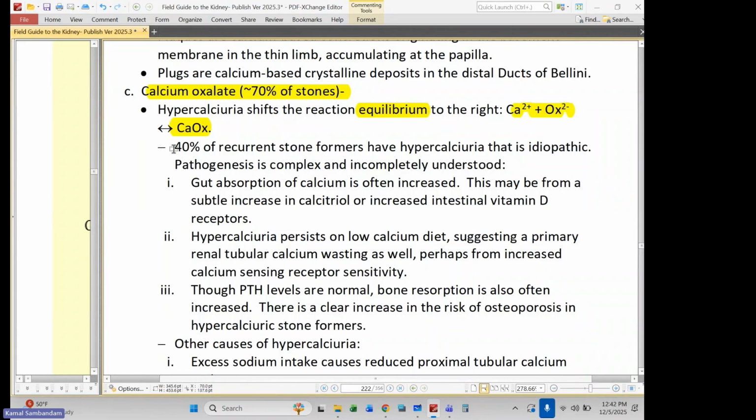Now, many of these calcareous stone formers really just have hypercalciuria. That is the predominant problem. We often summarize this as idiopathic hypercalciuria. Why do we call it idiopathic? It's because some people don't have an obviously high urinary sodium that's driving urinary calcium.